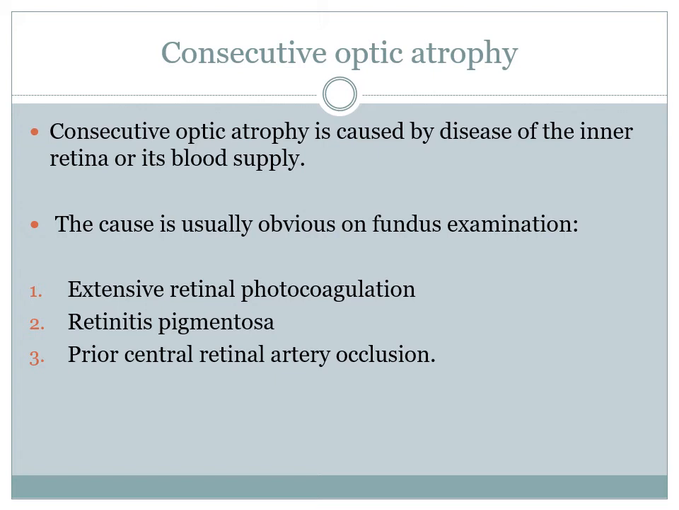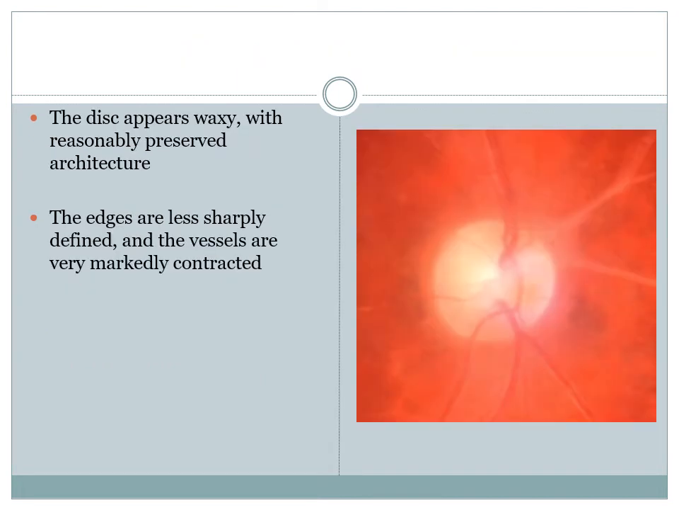Extensive photocoagulation. As a treatment of diabetic retinopathy, if we give extensive photocoagulation, that can lead to some amount of optic atrophy, which is known as consecutive. Suppose the retina suffers from retinal artery occlusion. That particular lesion will ultimately cause optic atrophy. This is known as consecutive optic atrophy.